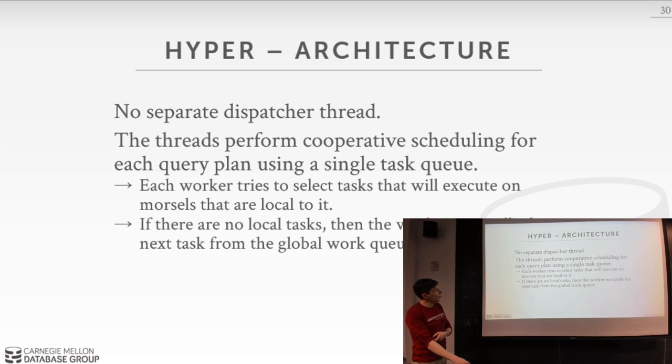At a high level, they're not going to have a separate dispatcher thread because they're using a pool-based model. All of the threads pull from a centralized queue, and the paper talks about implementing this as a lock-free hash table, which we'll cover next class. The threads are essentially doing what is called cooperative scheduling, because they break up the query plan into a bunch of tasks that all go into a single queue, and each worker thread pulls from this queue to figure out the next thing to do. But they give preference, or higher priority, to selecting tasks that operate on data that's local to it. If those tasks aren't available, then it just goes and finds any task.